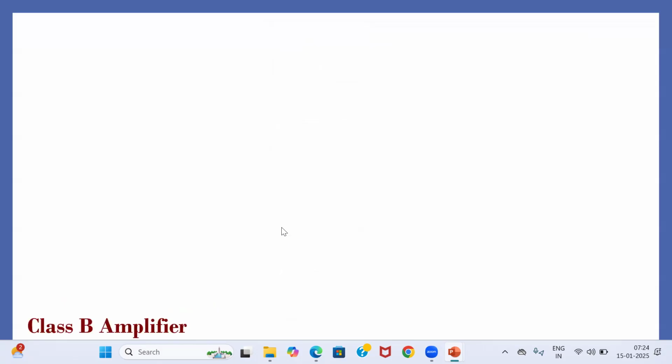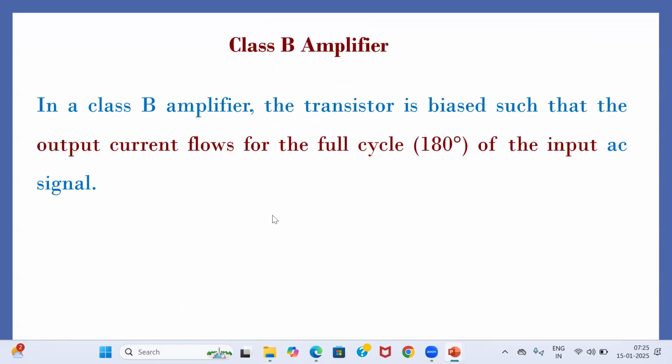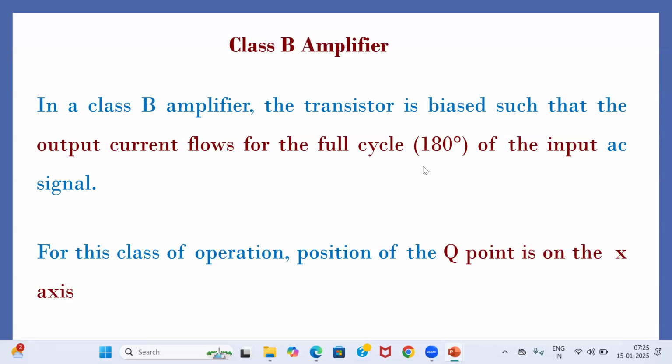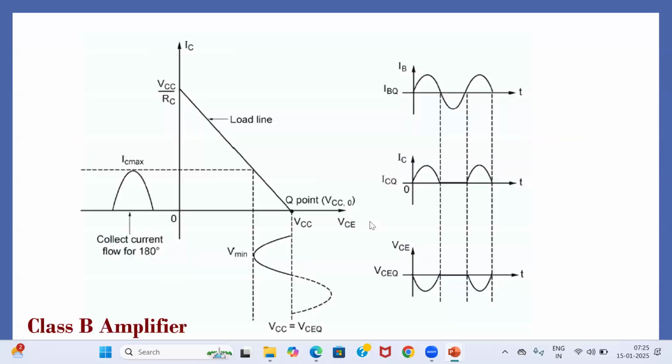Next is the class B amplifier. When the collector current flows for 180 degrees of the input, that is half of the input signal, the power amplifier is known as a class B amplifier. In this, the Q point is on the x-axis, as you see in the diagram, at the point VCC. Only the half cycle of the current flows on the output side. This amplifier has higher efficiency than class A and AB, but it has a drawback: it produces crossover distortion.